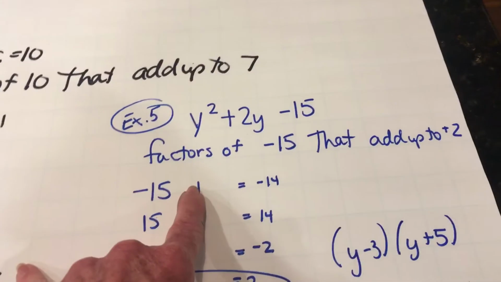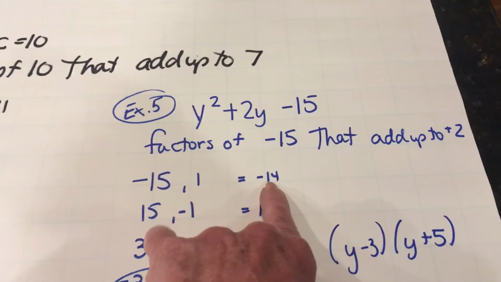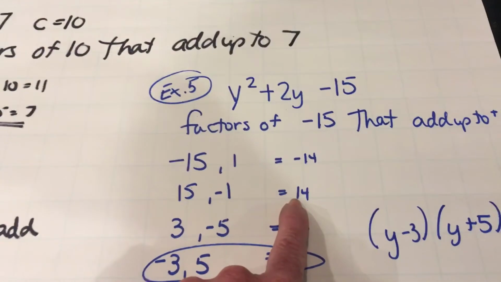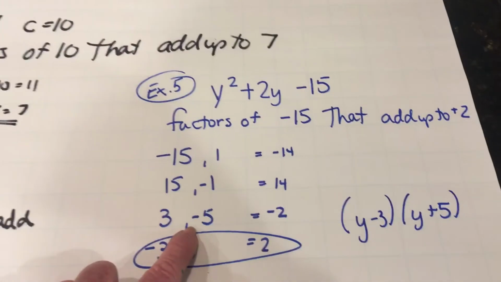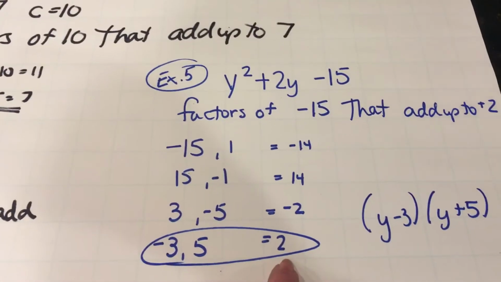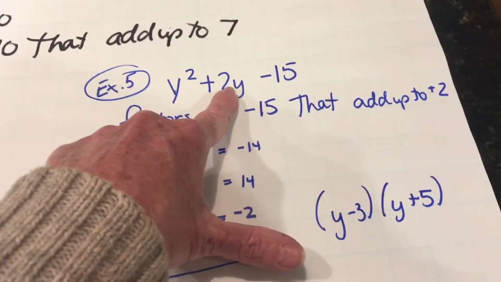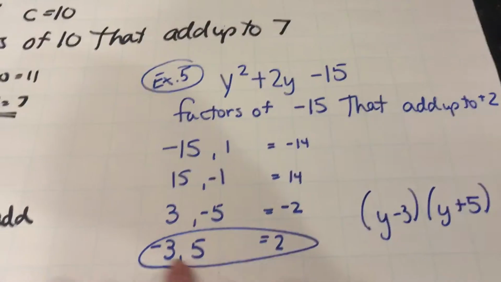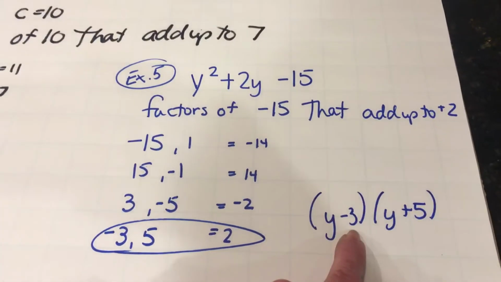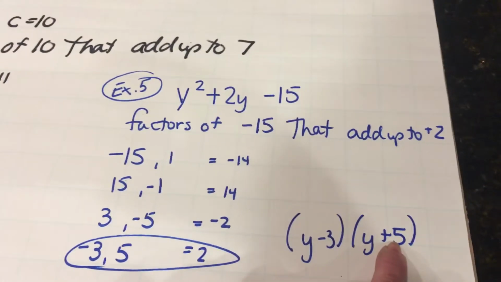And when you add those, negative 15 and 1 is negative 14. 15 and negative 1 is positive 14. 3 and negative 5 is negative 2. Negative 3 and 5 is positive 2. And we're looking for positive 2 for our B term. So our factors are negative 3 and 5. So it's going to be y minus 3, y plus 5.